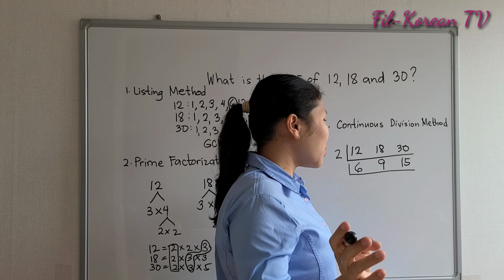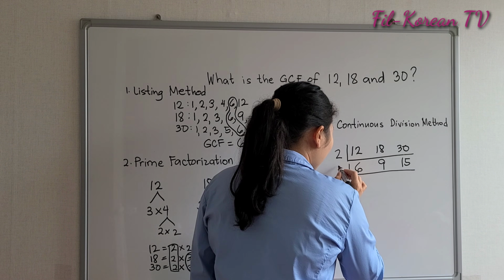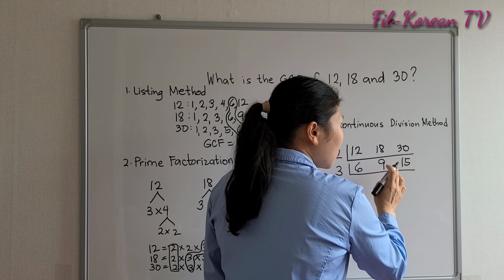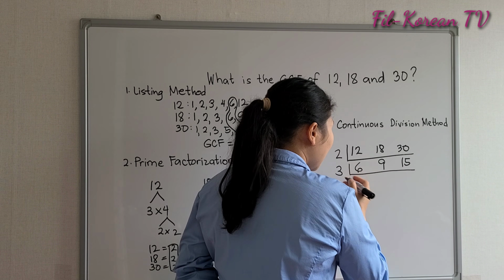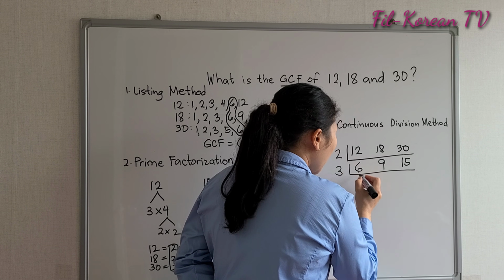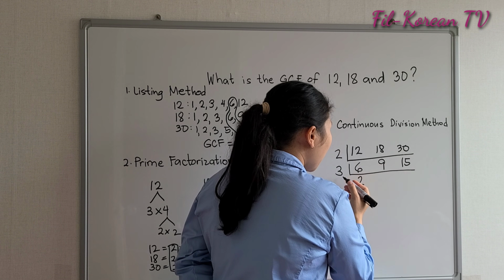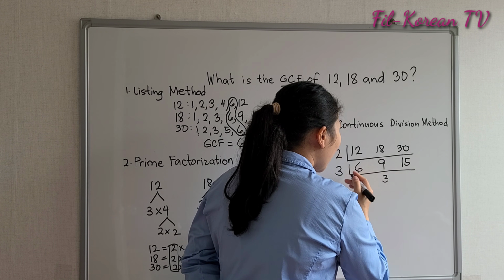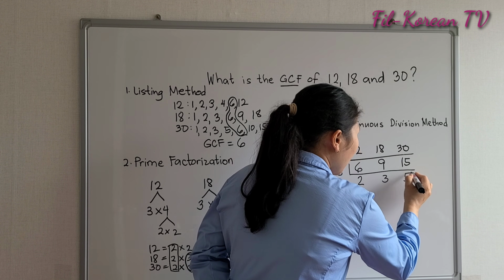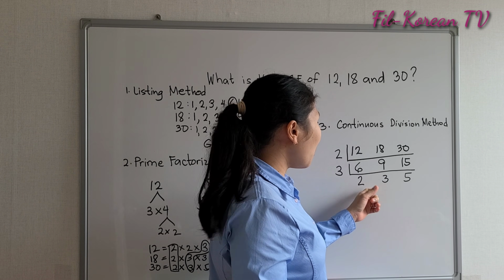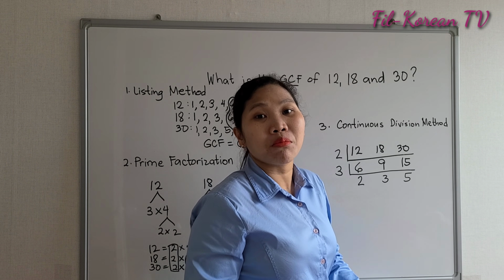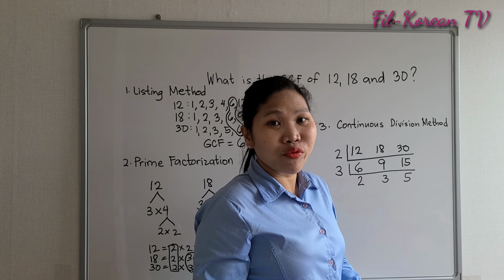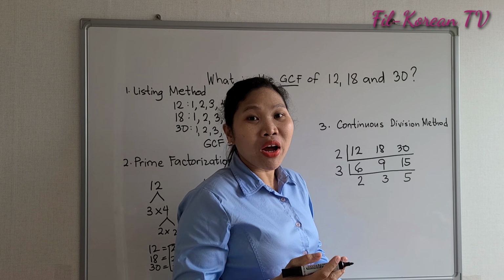Apply the divisibility rule. We can use 3. 6 is divisible by 3, 9 is divisible by 3, 15 is also divisible by 3. So we can use 3. 6 divided by 3, 2. 9 divided by 3, 3. 15 divided by 3, 5. Now, 2, 3, 5 are prime numbers, so we cannot divide them anymore because they do not have common prime factors.